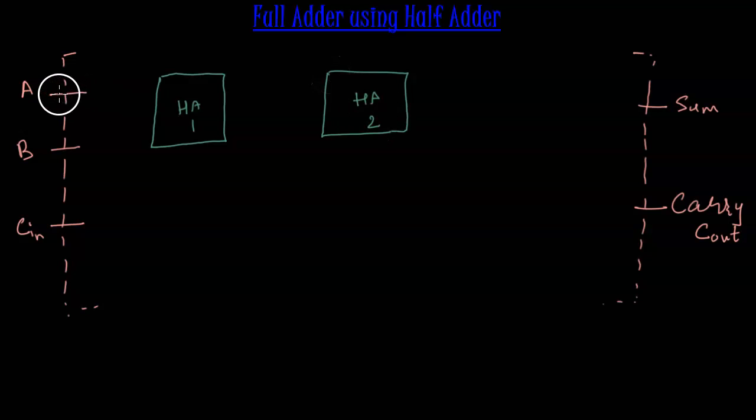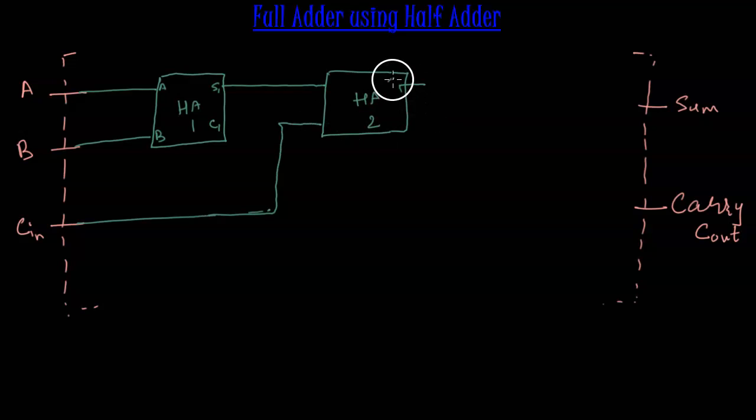So now the inputs A and B are connected to my half adder 1, and they act as inputs A and B for my half adder. Then we have S1, sum 1 and carry 1. So the sum 1 from half adder 1 is connected as one of the inputs of my half adder 2, and the C in acts as my next input for half adder 2.